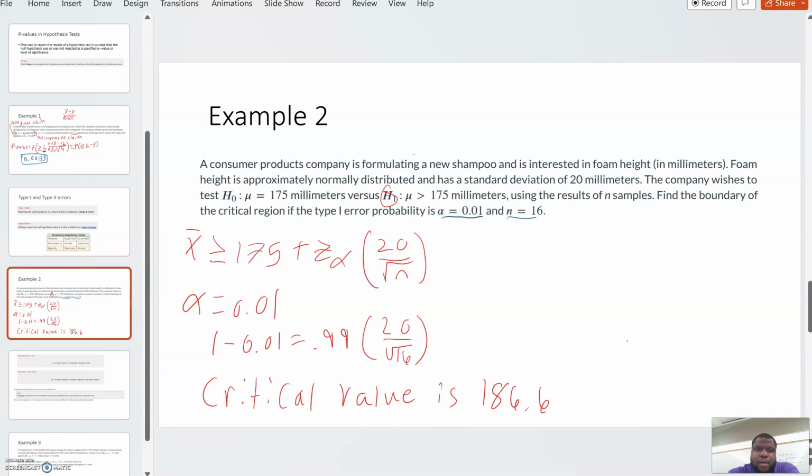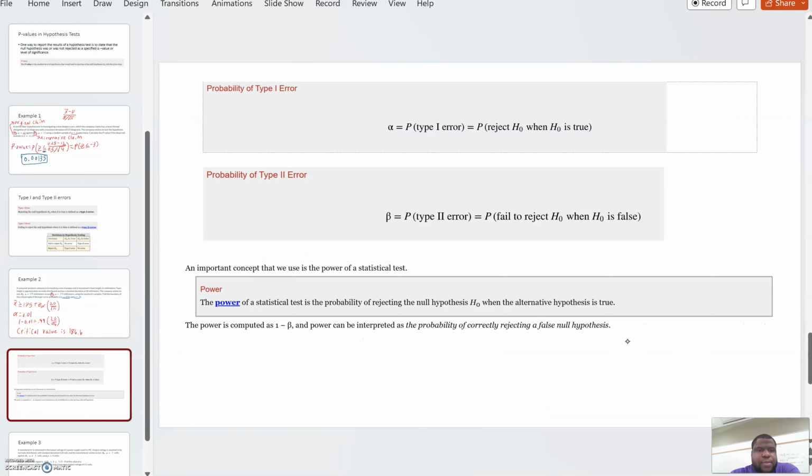All right. Let's move on to talking about power. So the probability of a type 1 error, alpha, is where we reject the null when the null is actually true. A type 2 error is when we fail to reject the null when we should have rejected it, when the null is actually false, but we ended up accepting the null. So that is a type 2 error.